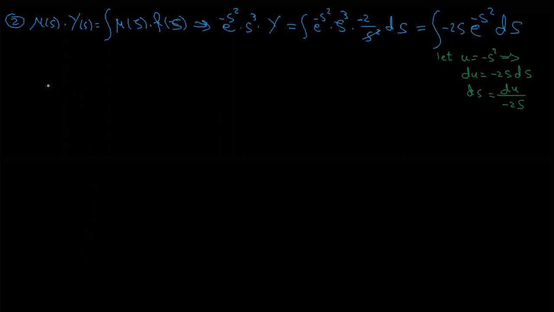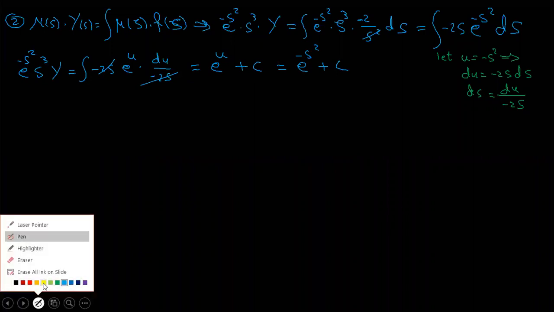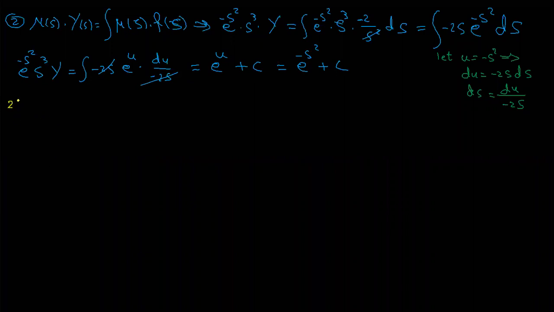We go to the diagram. So now I have here e to the negative s squared s to the power 3 y equal integral of negative 2s e to the u times du over negative 2s. Cancel out negative 2s and negative 2s. So you have only e to the u plus c, which is e to the negative s squared plus c. Now I need y capital. Don't forget that. Let me go back to the yellow and write my second step.